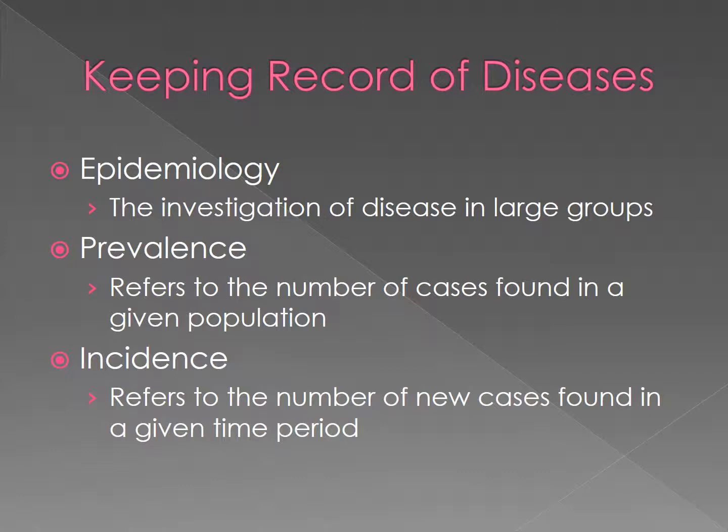Oftentimes, medical facilities and healthcare facilities want to keep a record of diseases. Epidemiology is the investigation of disease in large groups. So if there's an epidemic that's happening in a larger group, prevalence is the number of cases found in a given population. So if I said 3 out of 10 people get the flu, then the prevalence of the flu is 3 out of 10. Incidence refers to the number of cases found in a given time period. So if the cases are more often and rapidly occurring, then the incidence is high.